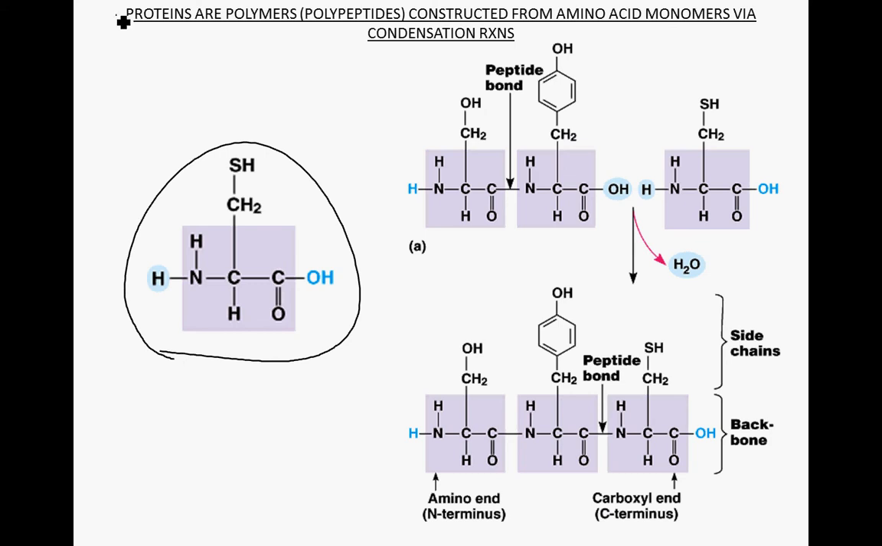Proteins are polymers. In a previous screencast, we talked about polymers and how you make a polymer from individual monomers. Proteins are examples of polymers. We also sometimes refer to them as polypeptides, and you'll see why in a little bit. They're constructed from amino acid monomers via condensation reactions. A previous screencast addressed condensation reactions, and we're going to see that in action right here.